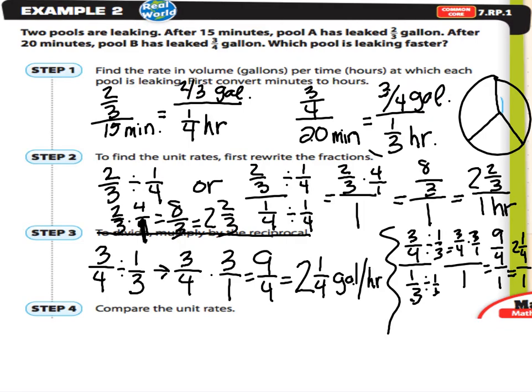So now we have to compare. So here we have pool A, and here we have pool B. This one loses 2 1/4 gallons per hour, and pool A loses 2 2/3 gallons per hour. So now we can compare them, and we see that pool A is leaking faster.